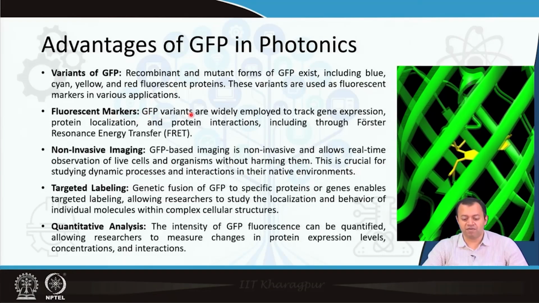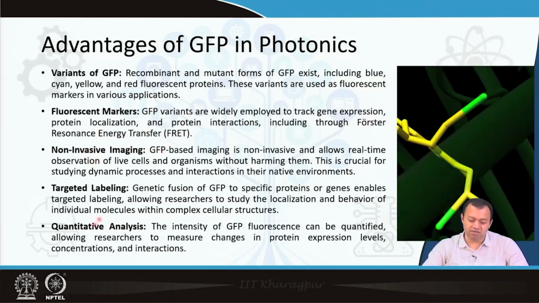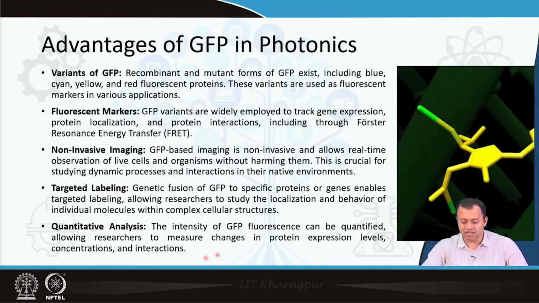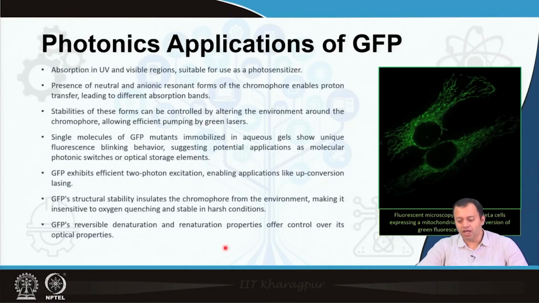Fluorescent markers: GFP can be used for FRET, Förster resonance energy transfer, non-invasive imaging, targeted labeling and quantitative analysis. We can utilize it for protein expression level, concentration and interaction. There are several photonic applications: absorption in UV and visible regions suitable for photosensitization, presence of neutral and anionic resonant forms of the chromophores. GFP structural stability insulates the chromophore from the environment, like oxygen quenching. This quenching is a huge problem in fluorescence.